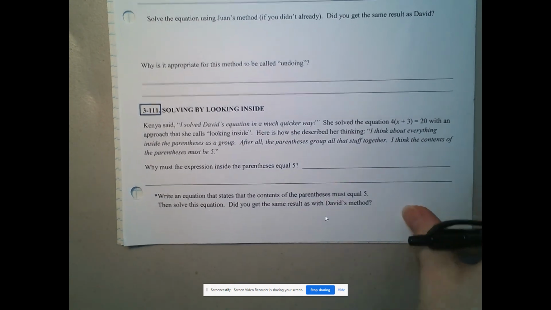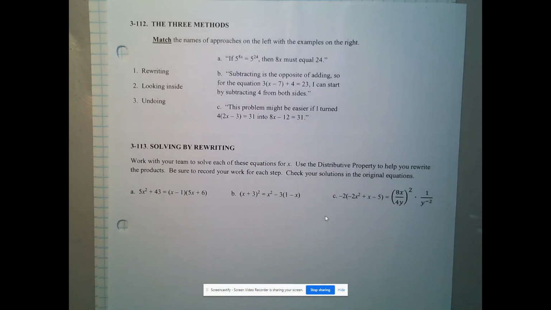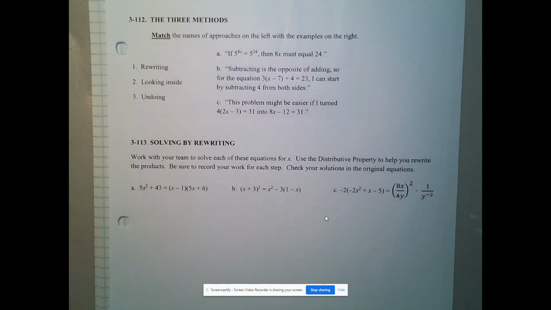In your hard copy of the notes, that page is all filled in. The 3 methods. Match the names of approaches on the left with the examples on the right. We've got rewriting. That's the one that we used, the distributive property, the official title being rewriting.